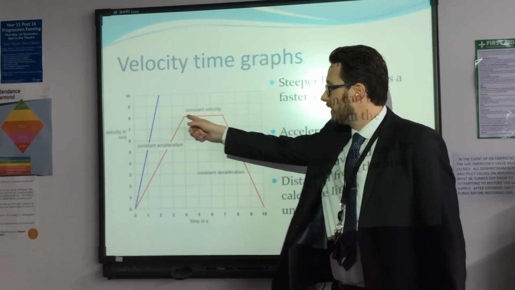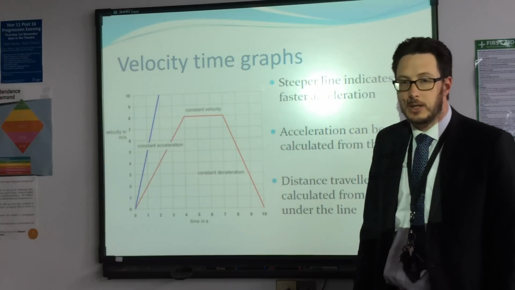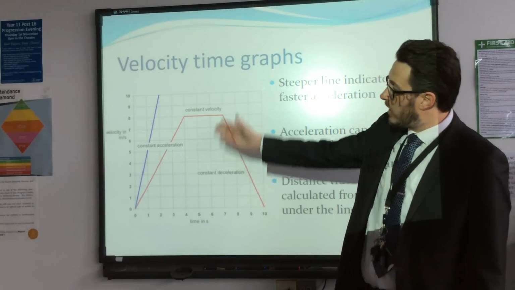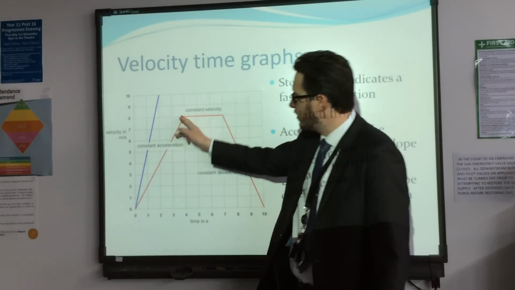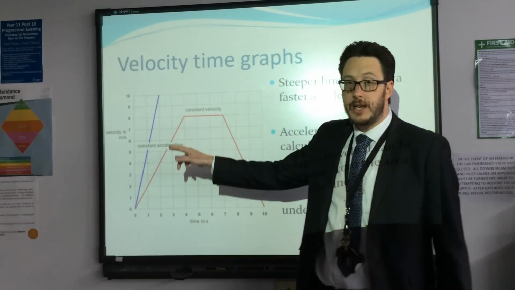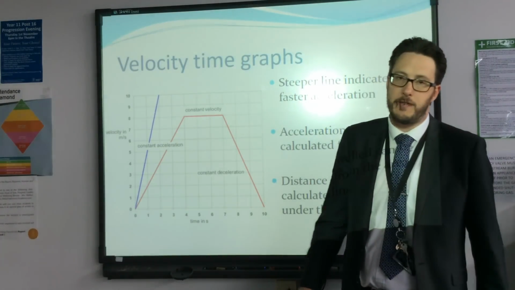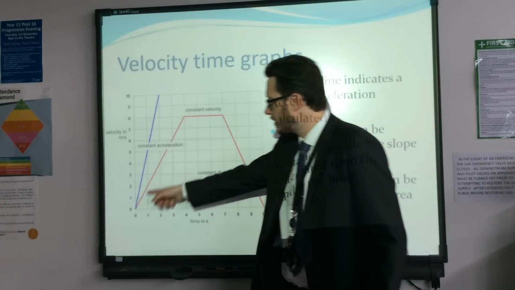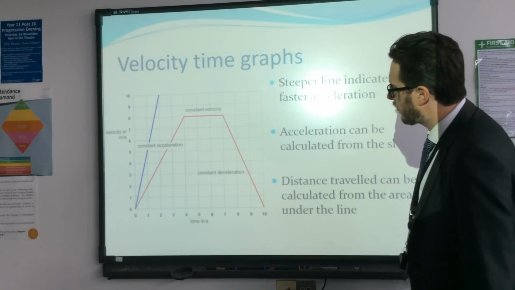That object is moving at a constant speed or velocity of 8 meters per second. We can work out the acceleration from this by doing the change in velocity. So from 0 to 8 in 4 seconds, that has accelerated. Change in velocity is 8, time taken is 4, 8 divided by 4, 2 meters per second squared. That red line is accelerating at 2 meters per second squared for that point.